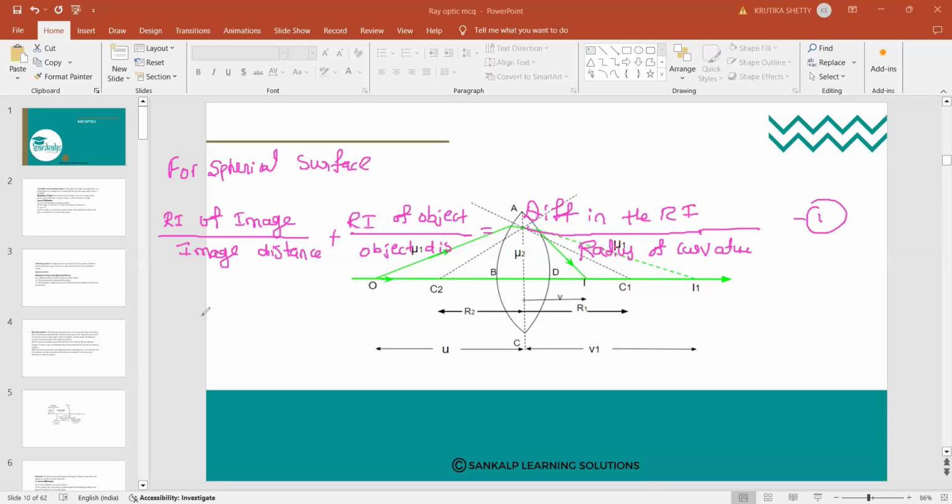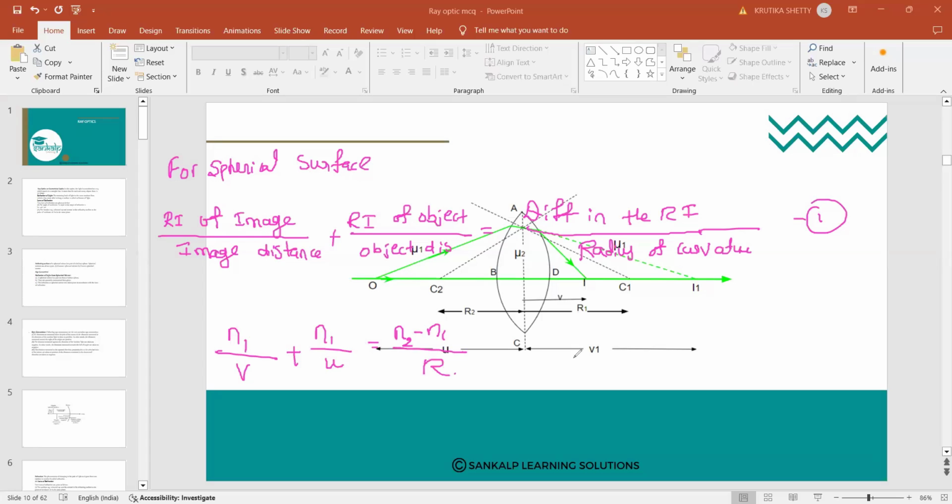So then, refractive index of the image. The image is forming at the refractive index of, suppose you consider, N1, the image distance is V, plus refractive index of the object. The object is also placed in the refractive index of N1 and the object distance is taken as U, which is equal to the difference in the refractive indexes. So difference in the refractive index, that is N2 for the lens minus N1 for the surrounding, divided by radius of curvature. Using this formula we are going to do the lens maker's formula.